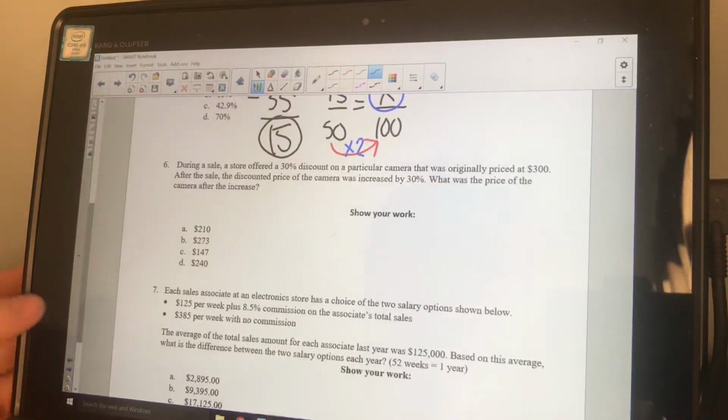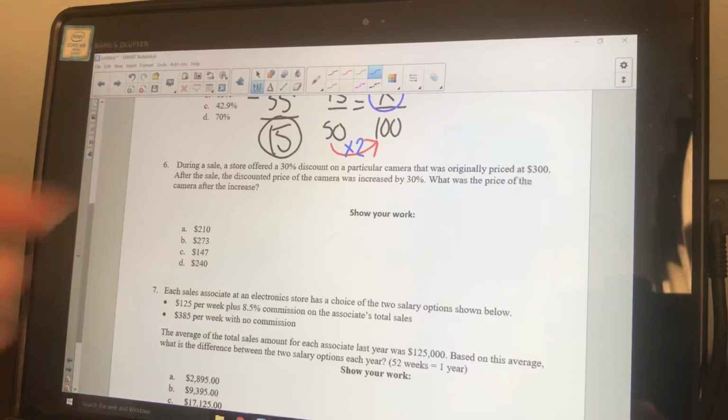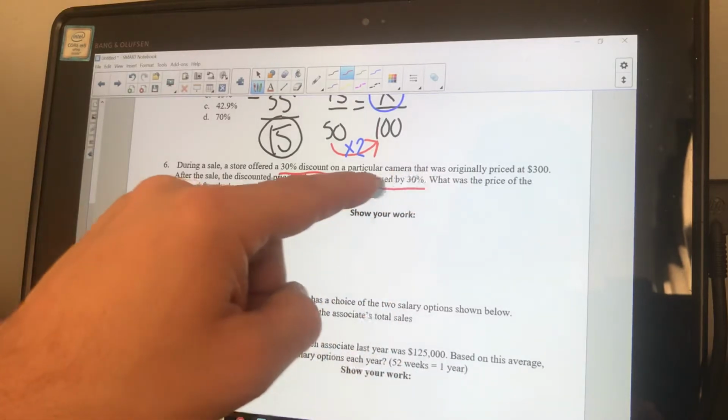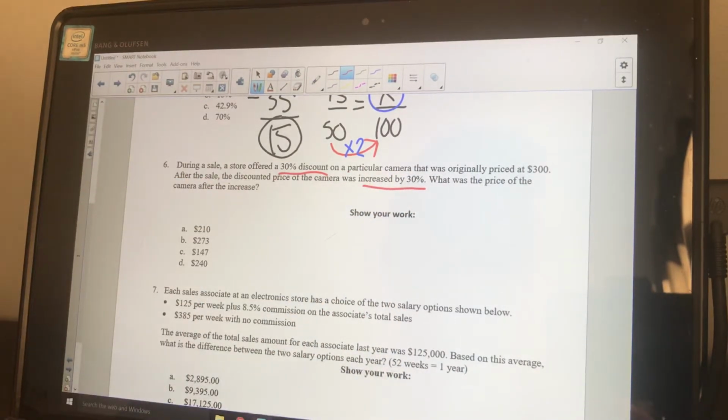Number 6, during a sale, a store offered a 30% discount on a particular camera that was originally priced $300. After the sale, the discounted price of the camera was increased by 30%. What is the price of the camera after the increase? Now, because there's a 30% discount and a 30% increase, a lot of people think it goes back to $300.